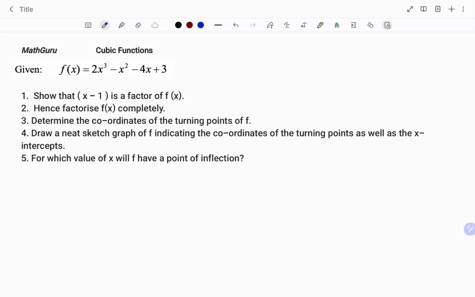In this video, I'm going to show you how to solve the following cubic function questions.